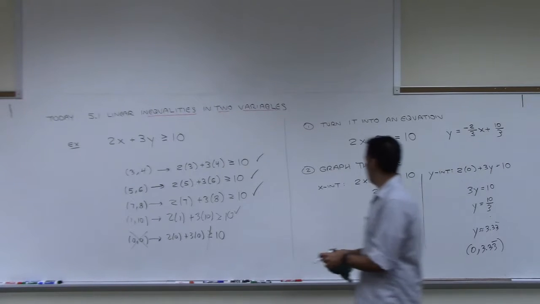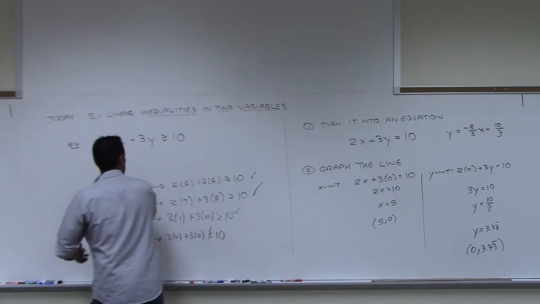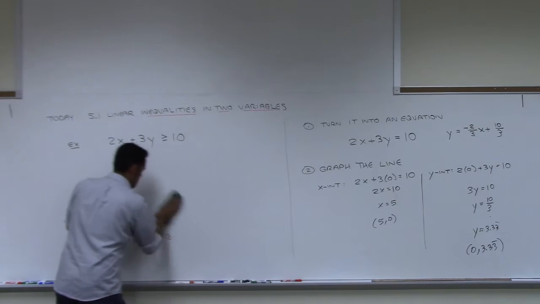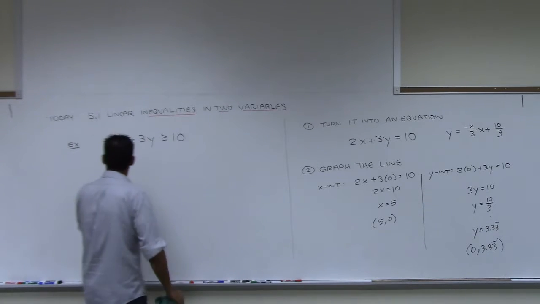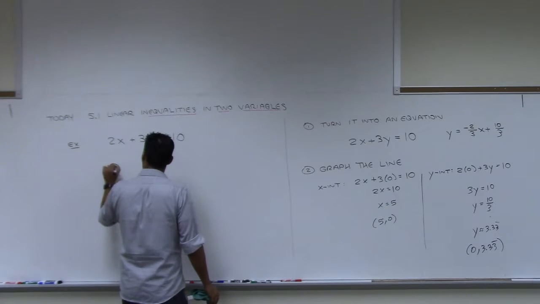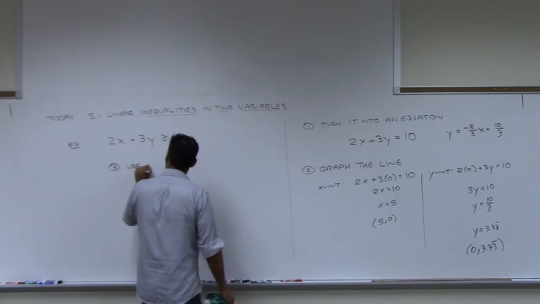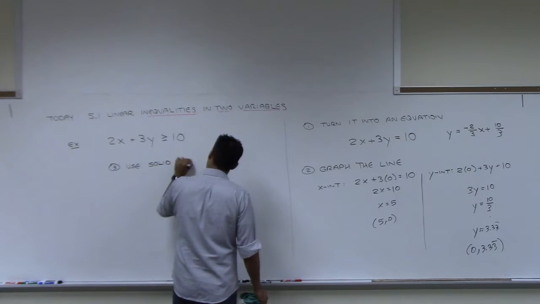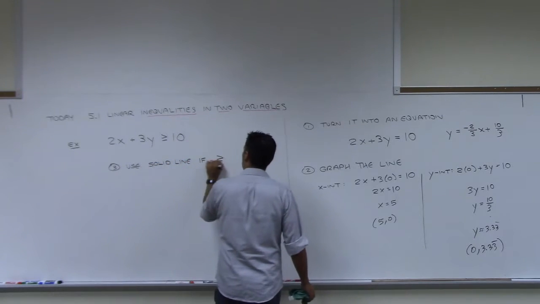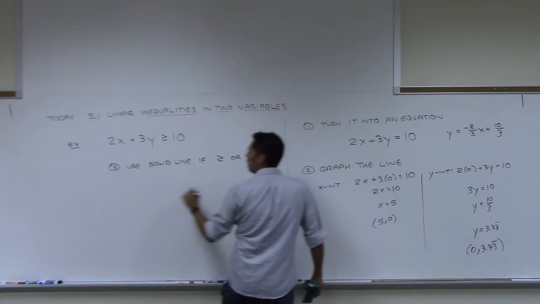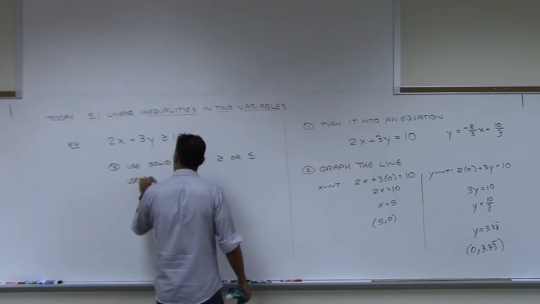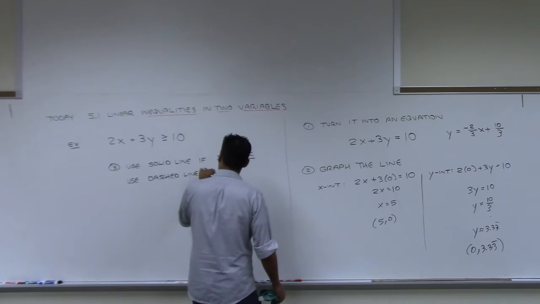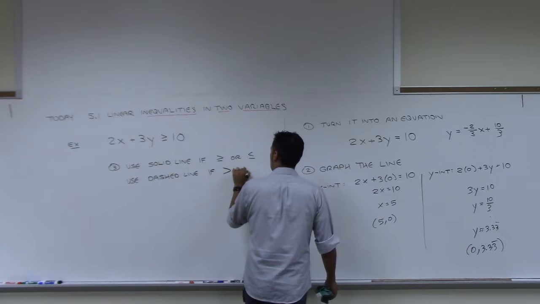Okay, now the third step. I'm leaving the original problem up here for a reason, all right? The third step is to use a solid line if you have this or this. Use a dashed line if you have this or this.